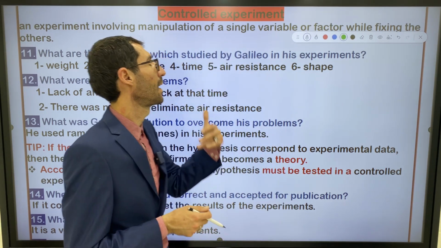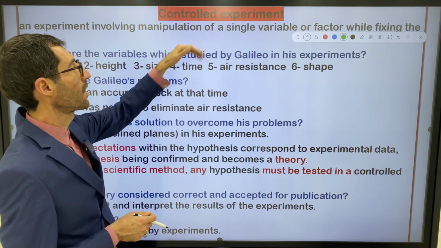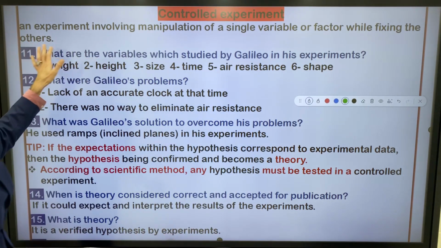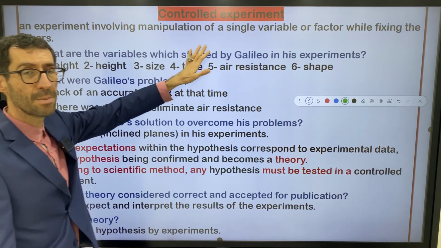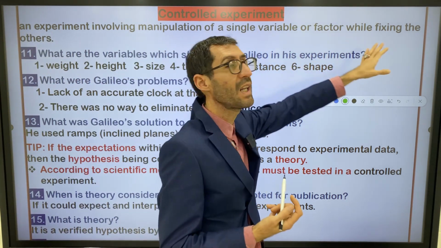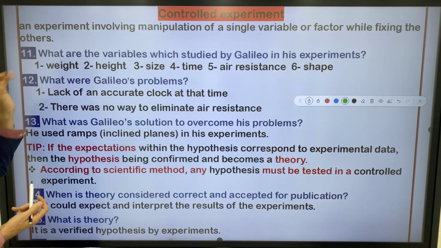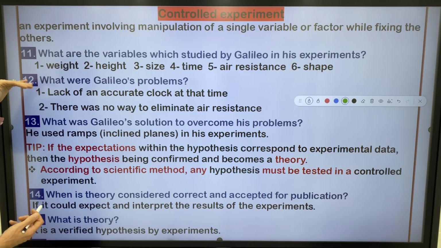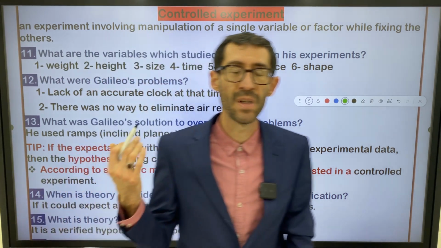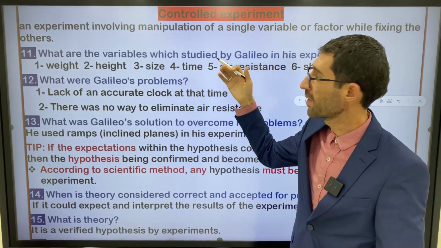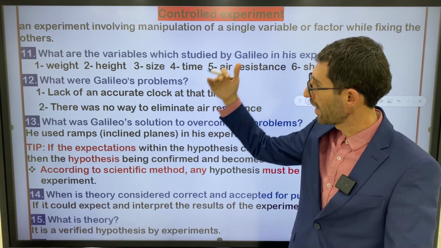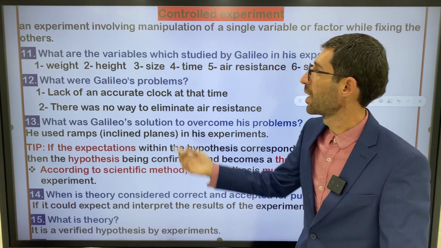So let's go to the definition of controlled experiment. A controlled experiment is an experiment involving manipulation of a single variable, one variable or factor, while fixing the others. And by the way, I want to explain these numbers. These numbers are a continuation of the previous lectures. In previous lectures I wrote 10 questions. Right now, it starts from 11.